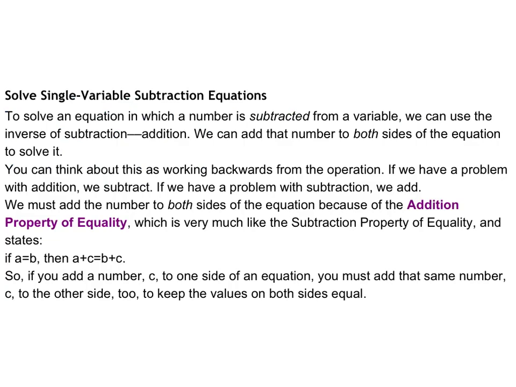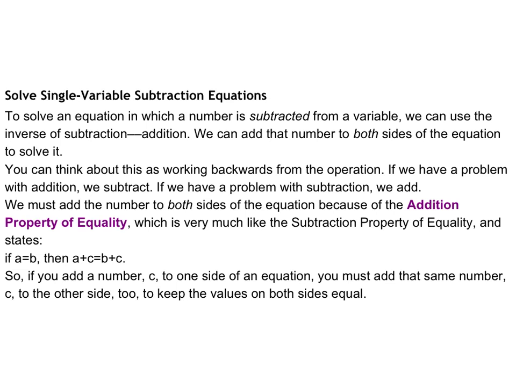So now to solve an equation in which a number is subtracted from a variable, we can use the inverse of subtraction, which is addition. We can add that number to both sides of the equation to solve it. You can think about this as working backwards from the operation. If we have a problem with addition, we subtract. If we have a problem with subtraction, we add.